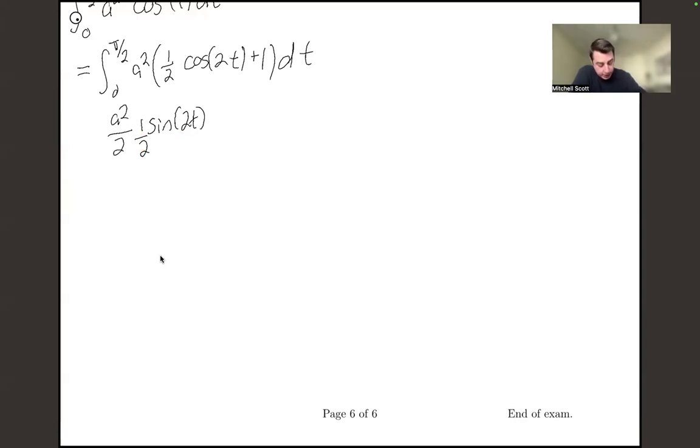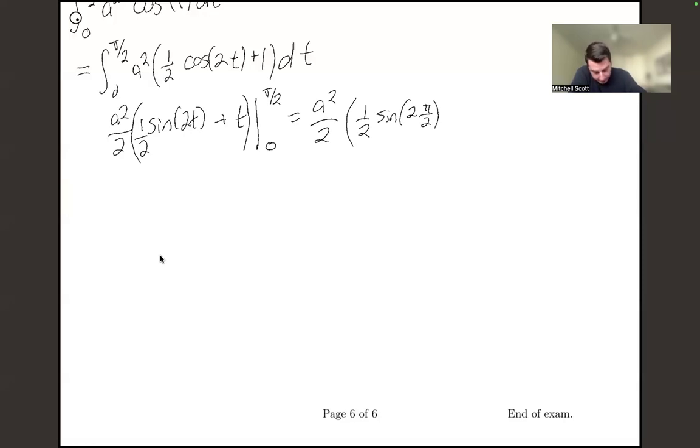And then what we're going to do is 1 becomes t, and we're going to evaluate this, not the a squared plus 2 because it's a constant. We're going to evaluate this from pi over 2 to what was the lower bound? 0, right? Okay. So then we end up with a squared over 2, and then we have 1/2 sine of 2 pi over 2 plus pi over 2.